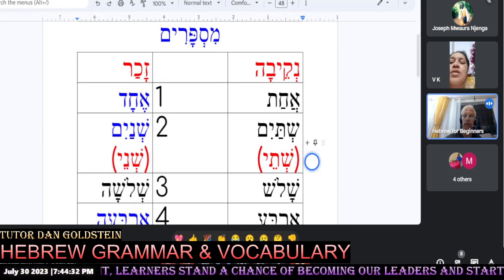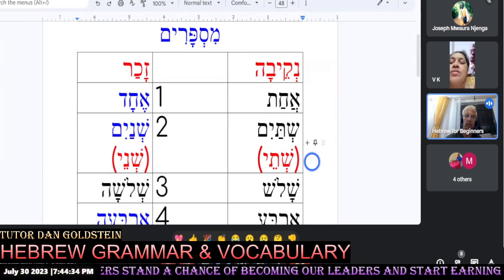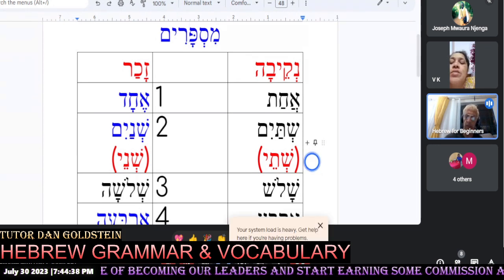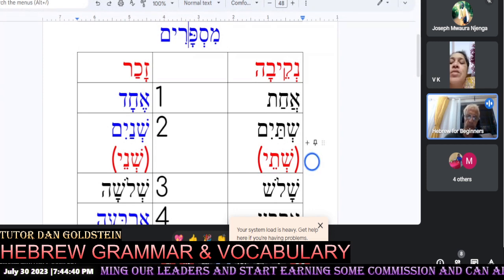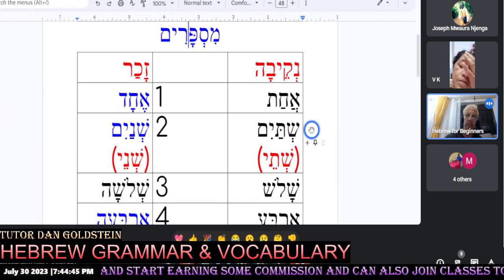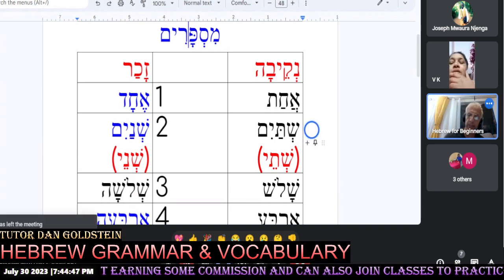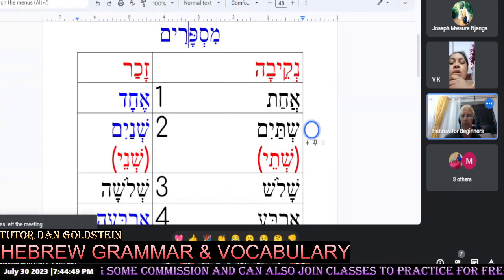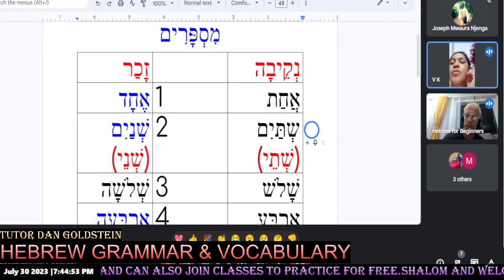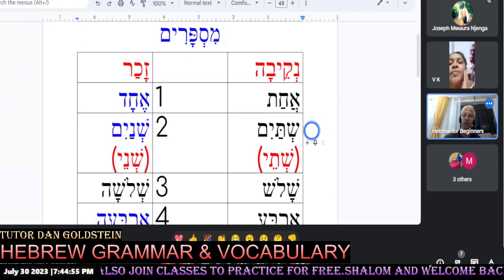Shtayim. Nice. And actually shtei. In fluent, rapidly spoken Hebrew, the shva is a little less pronounced. It would be shtayim and shtei. Shtayim and shtei. Okay. Nice. And shtei, right.